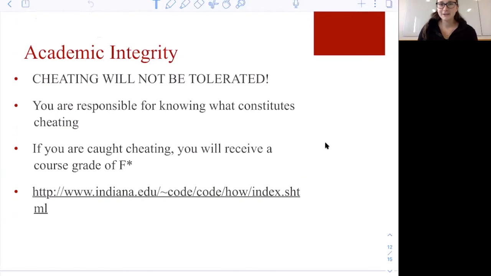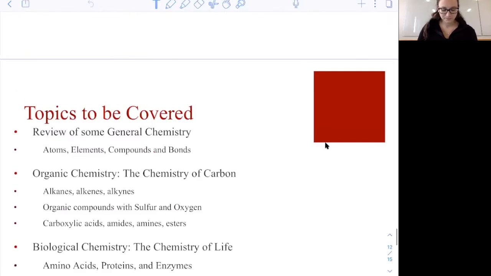This is our stereotypical please don't cheat statement. Unfortunately, if we catch anybody cheating, you will receive an F star in the class, meaning that it is an F on your resume, not on your resume, but on your transcript, that's the word, and that you cannot remove it. It is shown to anybody who you submit your transcript to that you have an F for academic integrity issues. If you have more questions about that, you can go to the website there as well.